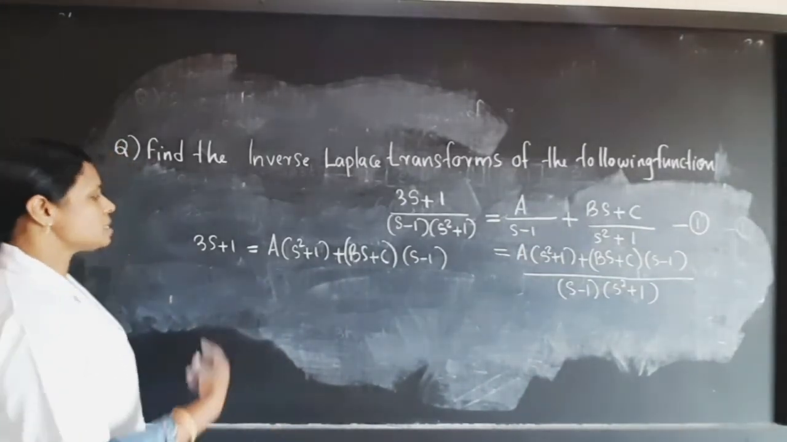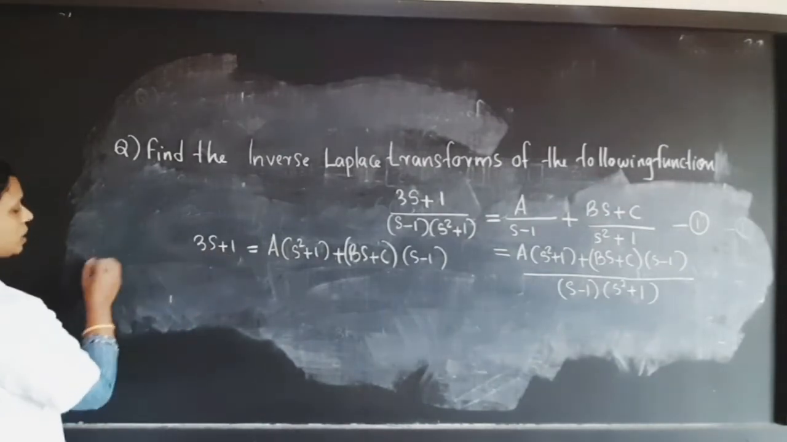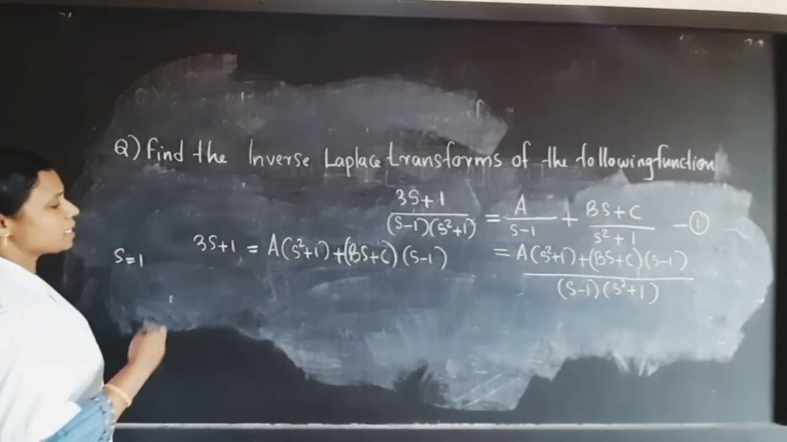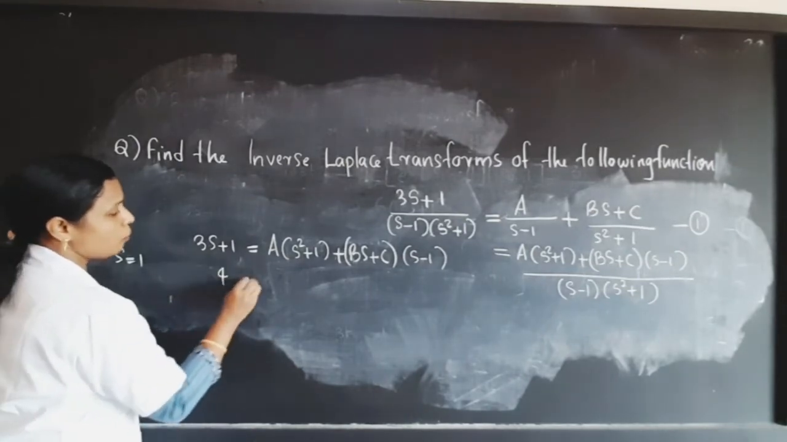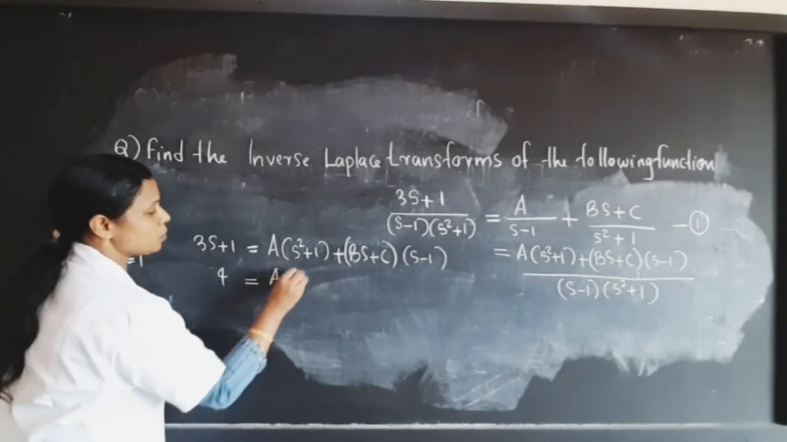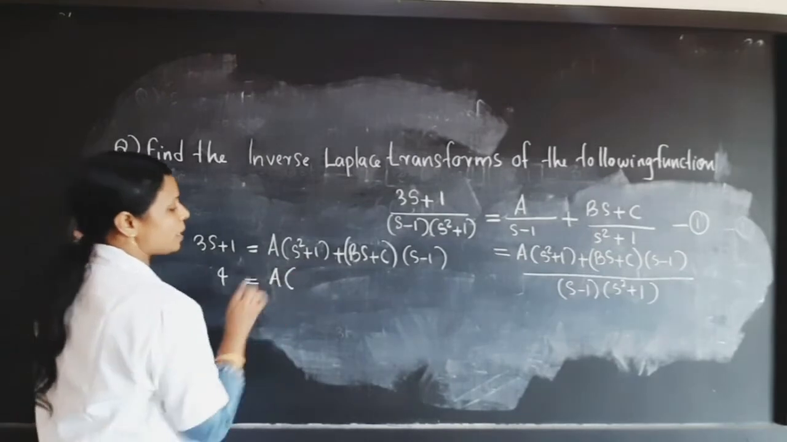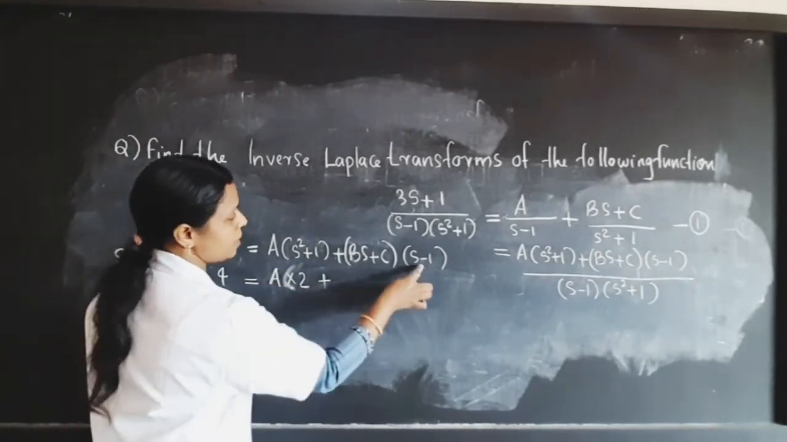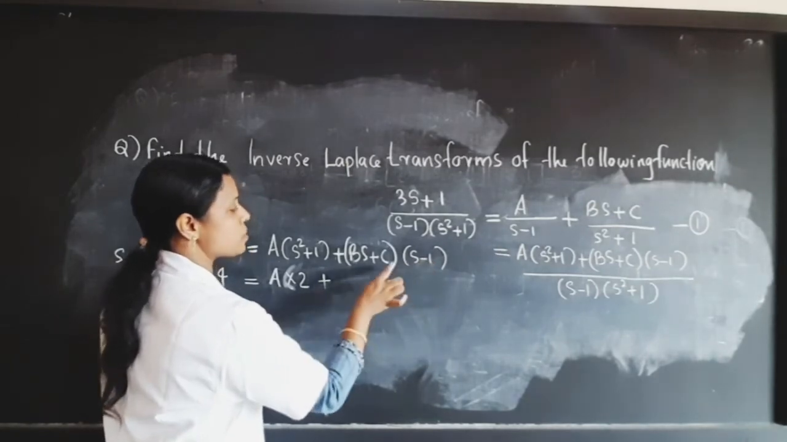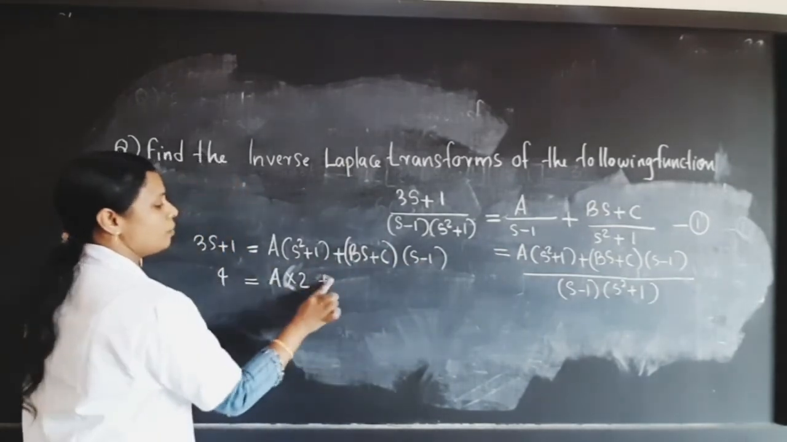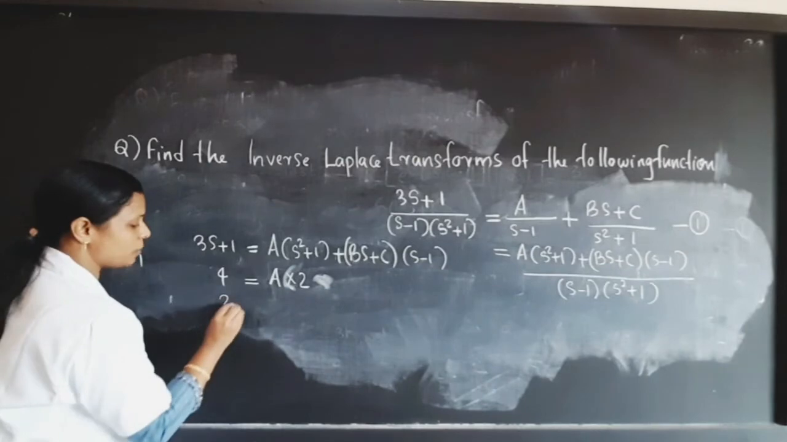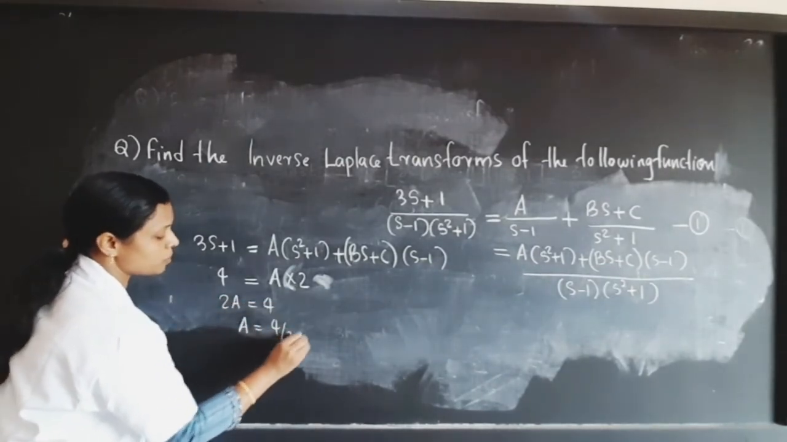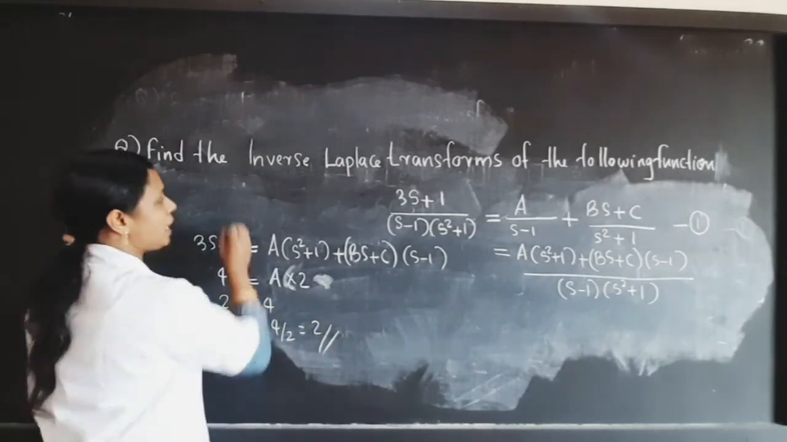Putting s = 1 in this equation, we get 3 into 1, that is 3 + 1 = 4. So 4 = A into (1² + 1), that is 2, plus (s − 1), that is 1 − 1 = 0, that becomes 0. We get 2A = 4, that is A = 4/2, that is equal to 2.